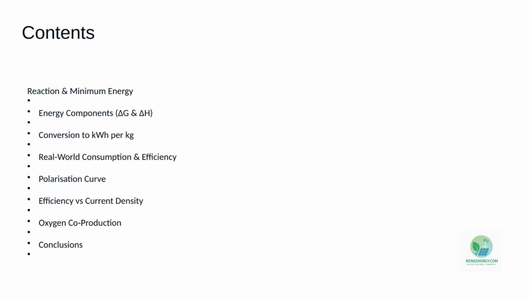Over the course of this presentation, we will systematically explore several key areas to build a robust understanding of hydrogen electrolysis. We'll begin by examining the fundamental reaction and its thermodynamic floor, establishing the absolute minimum energy required. Following this, we will break down the energy components, specifically the Gibbs free energy and enthalpy, to understand their roles. We will then translate these theoretical values into practical units of kilowatt-hours per kilogram of hydrogen.